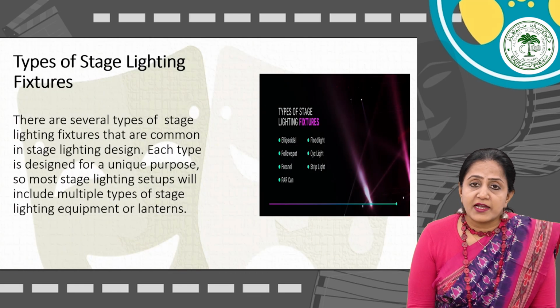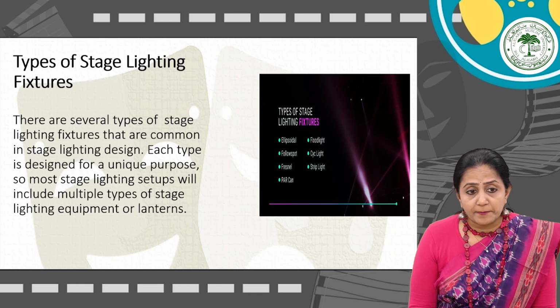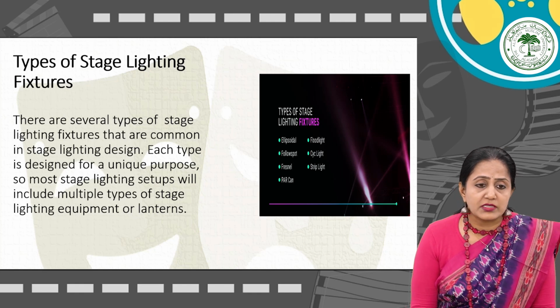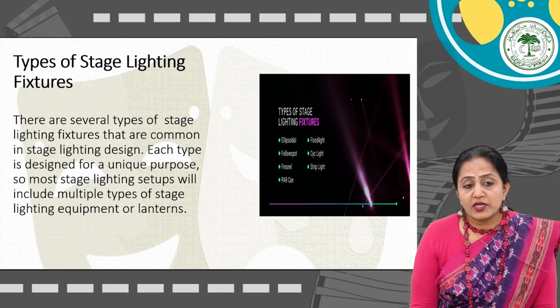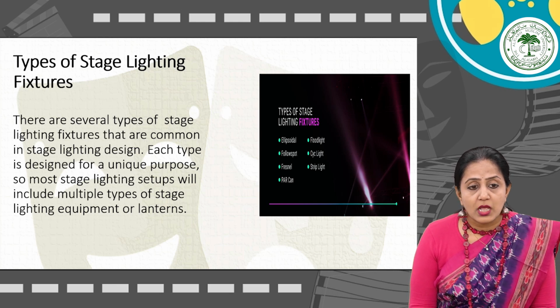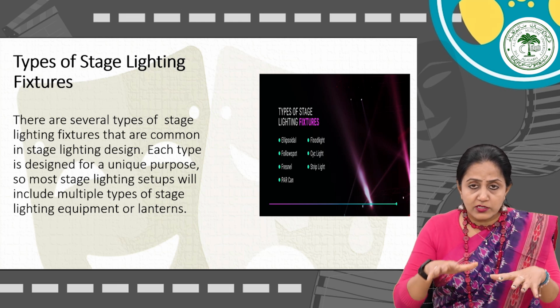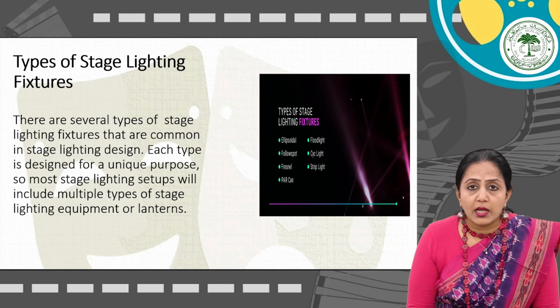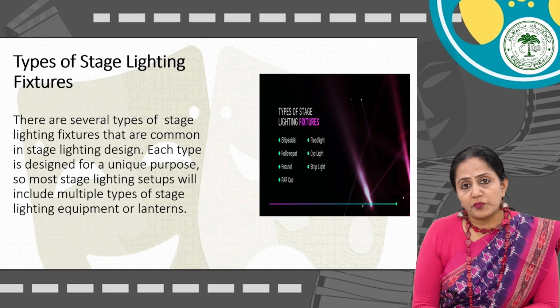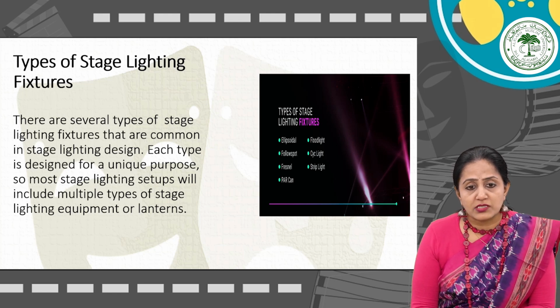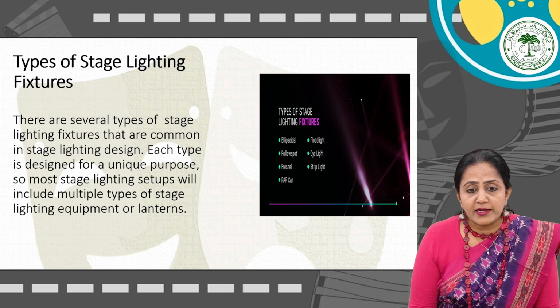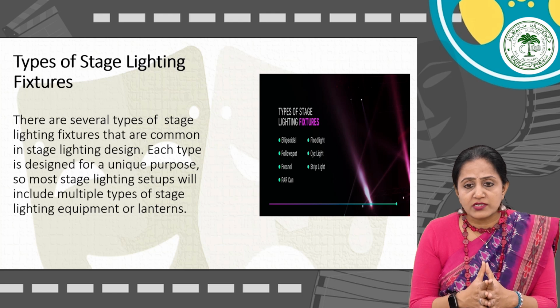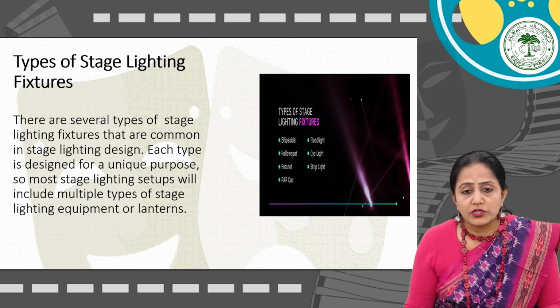So types of stage lighting fixtures are many, and this is very common in stage lighting design. Each type is designed for a unique purpose, and most of these are used in lighting setups, and there are always multiple types used in an arrangement, and lanterns or lighting equipment are also used for these. So ellipsoidal is there, floodlight is there, and all these different kinds of spots are there, which I'm going to tell you now.